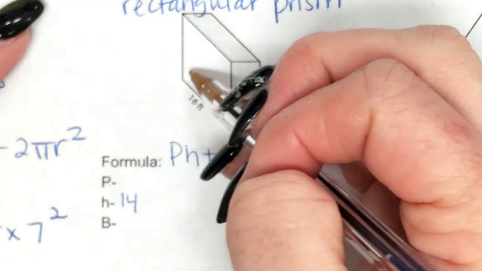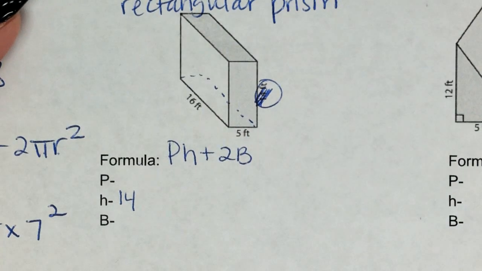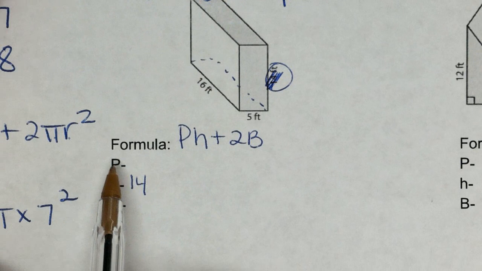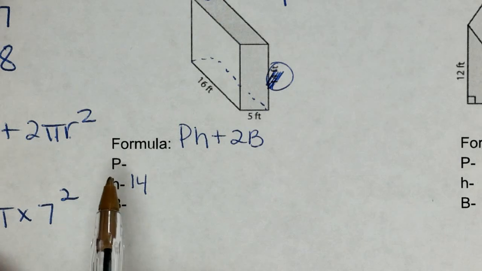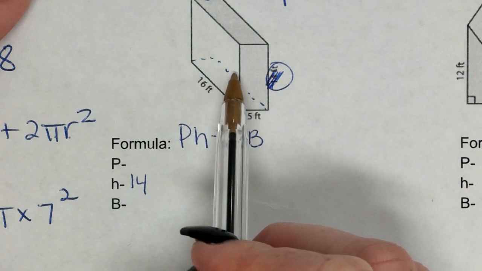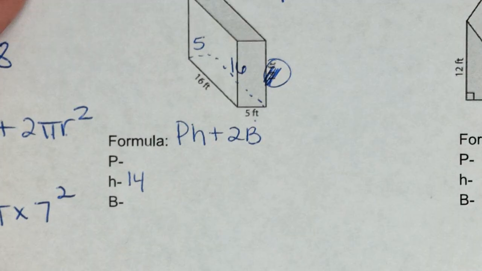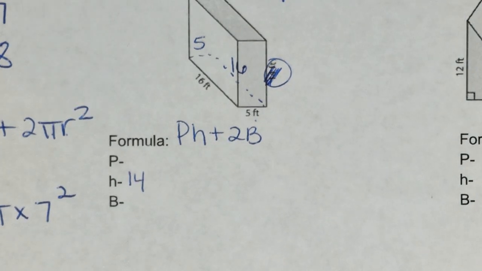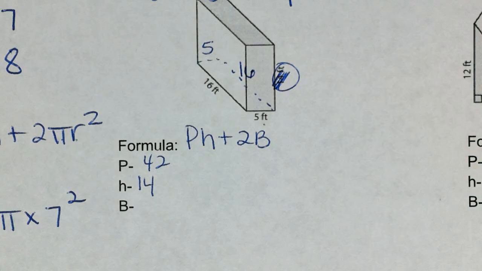Do y'all see the rectangle sitting here at the bottom? To find the P, P means perimeter of the base. You must add all the sides. So if this is 16, what's this over here? And if this is 5, this is also. So you simply add those up. 16 plus 16 plus 5 plus 5, which I believe is 42. Yep.